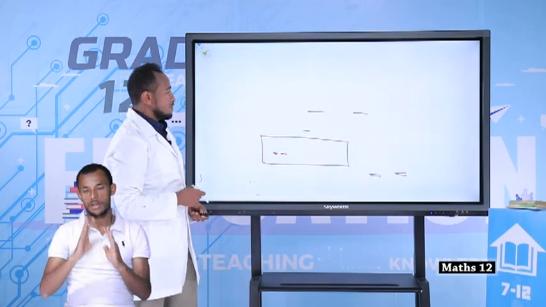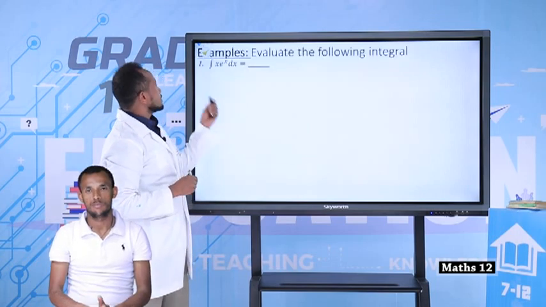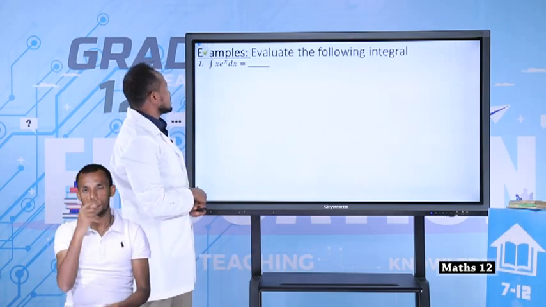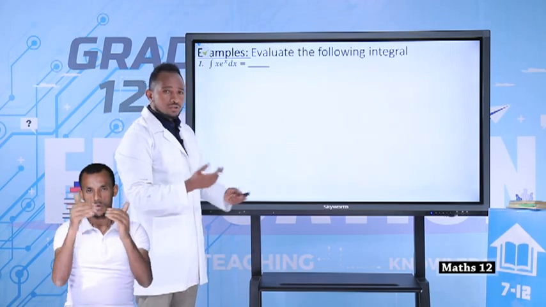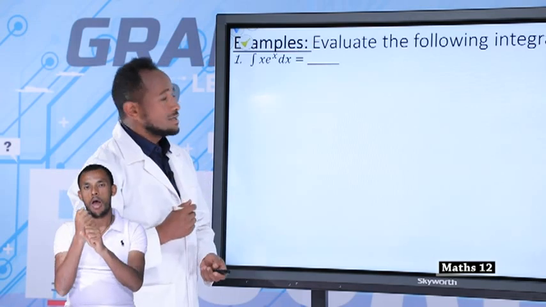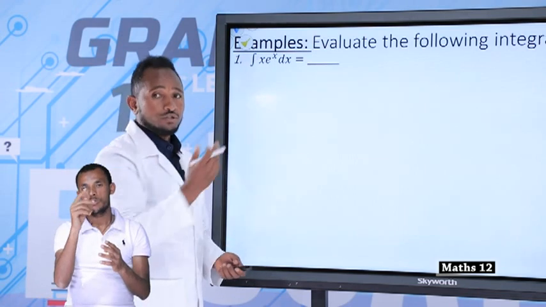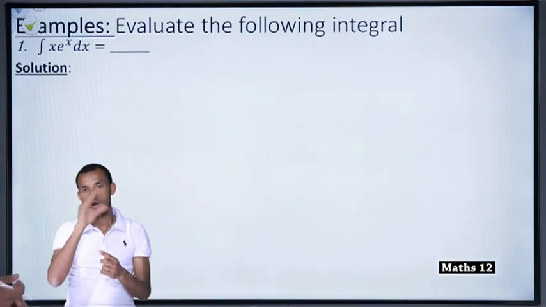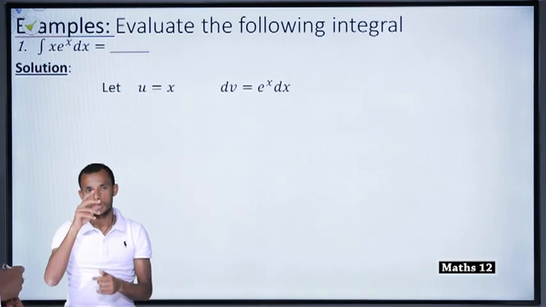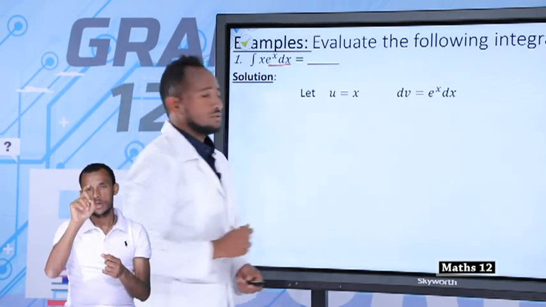So let's see an example. Let's try to integrate this function: the integration of x times e raised to x dx equals to. Now let's find the solution. To apply integration by parts, you have to let one of the functions be u and the other function be dv. Let x be u, and let e raised to x dx be dv.